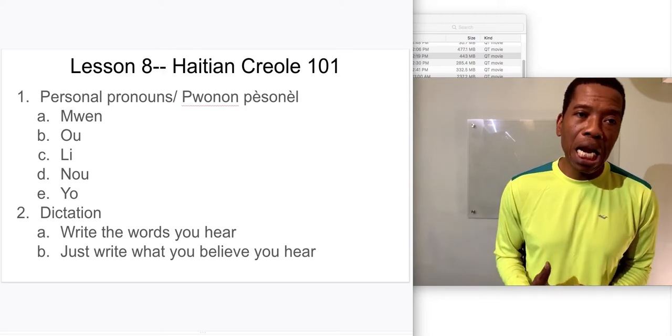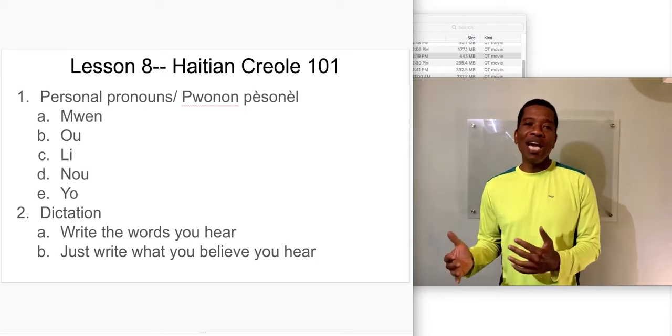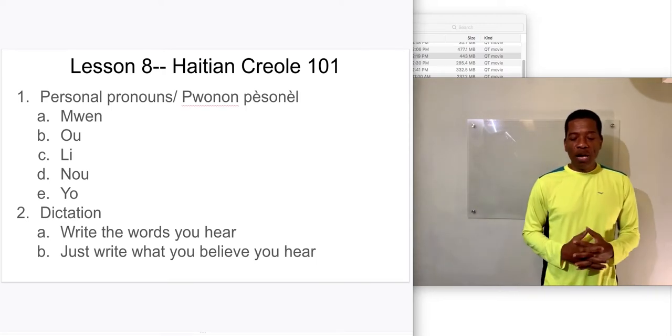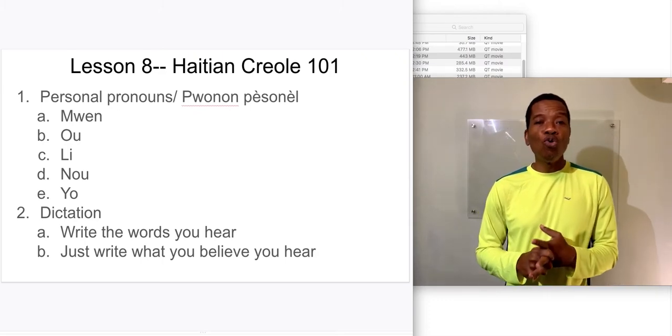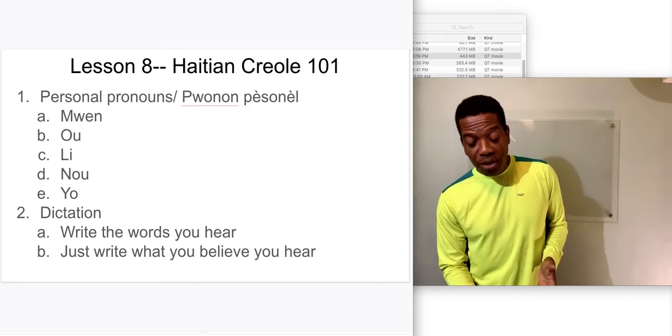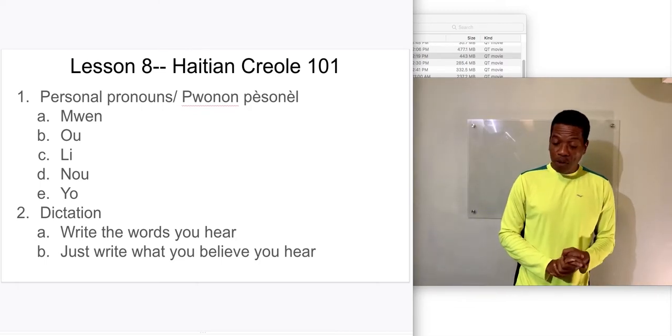Today, we're going to see the personal pronouns. Pronouns personnel. Personal pronouns. You see them? If you look at your screen, the first one is moi.